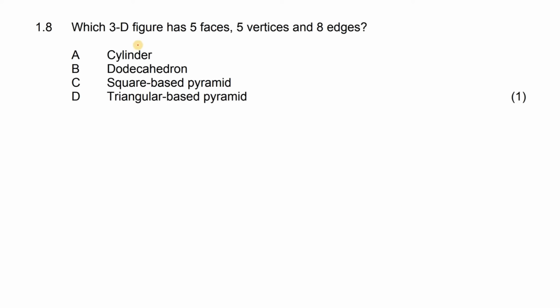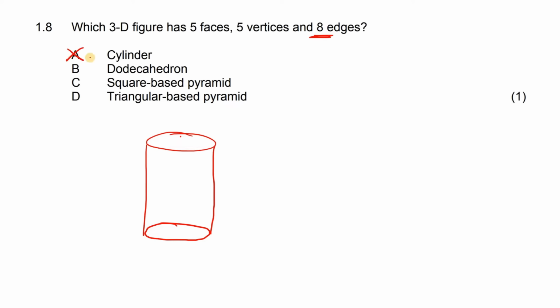Which 3D figure has 5 faces, 5 vertices, and 8 edges? Okay, well, let's go have a look. So if we look at a cylinder, a cylinder is like a toilet roll, or like a Coke can, whatever. It doesn't really have edges, right? Well, it definitely isn't going to have 8 edges. So we'll immediately cross out that.